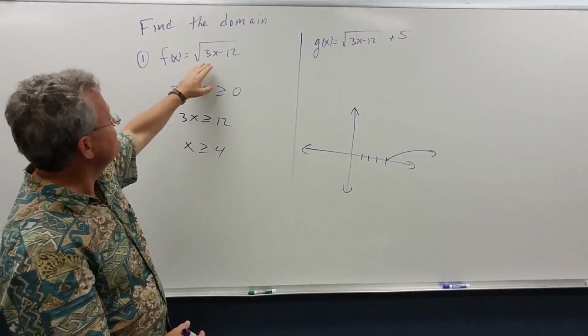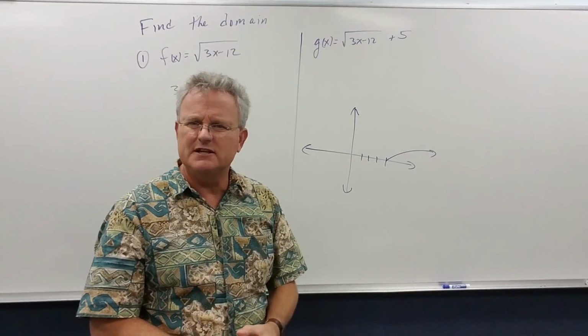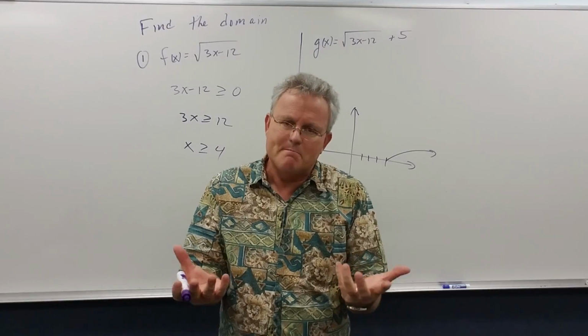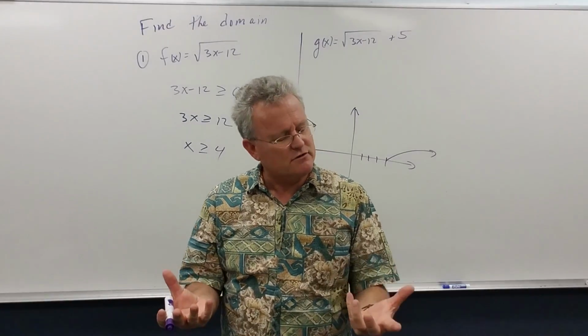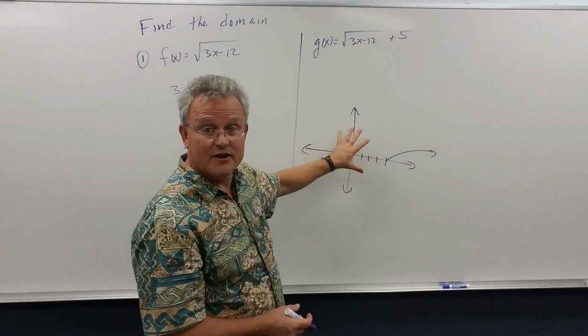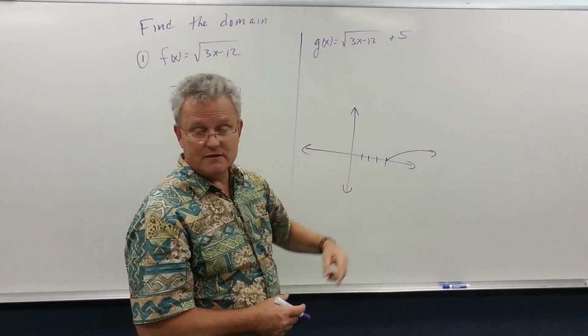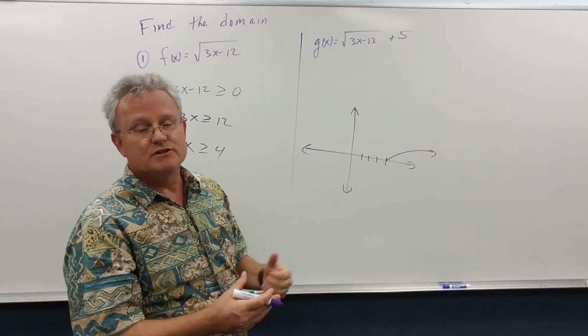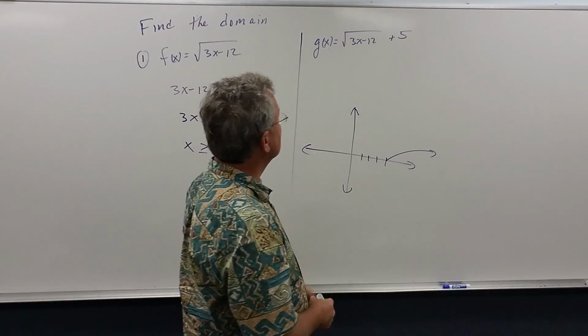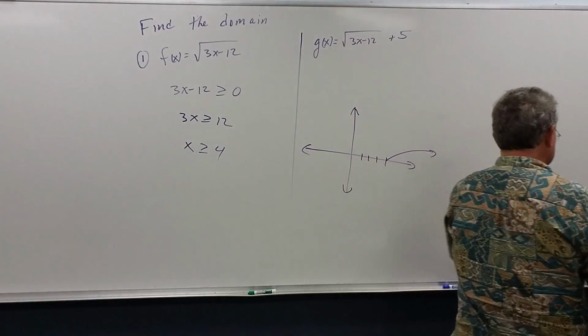Right? It doesn't mean the function isn't defined when we're less than 4. It is, it's just that we get imaginary numbers. Nothing wrong with imaginary numbers. It's just that when we graph on the real Cartesian plane, the graph of imaginary numbers doesn't show up. Now let's compare this result with this right here.